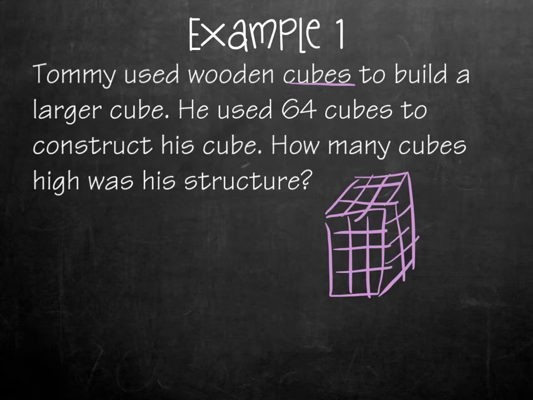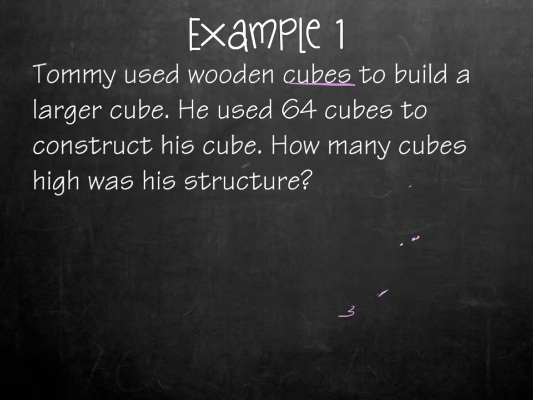There's only certain ways that you could stack them and actually make a cube. If you stacked up, for instance, in my drawing, not a very good drawing, 3 cubes wide and 4 cubes high, at least on that front side, that's not going to make a cube, because a cube has to have the same height, width, and length. So we have to think about how Tommy could have stacked these. Well, here's the secret. It's a cube root. We have to think what times itself 3 times makes 64.